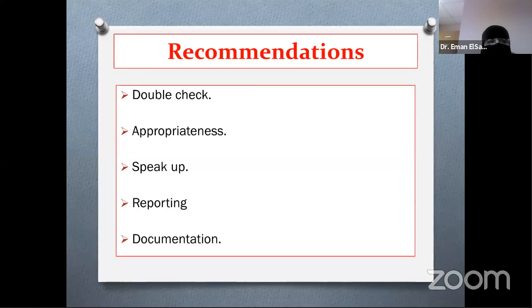And appropriateness is also the role of nurses before administration, making the rights for the patient. Speak up, don't be afraid when you make an error or when you catch an error. Report within 24 hours, but try to correct errors before your reporting, and document everything you see.